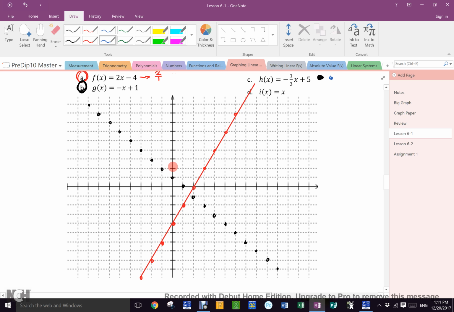I go to plus 5: 1, 2, 3, 4, 5, and then what? Left 3 and up 1. Up 1 and left 3, or down 1 and right 3. And that would go on forever and ever and ever. And that would be right. I'm not even doing it.